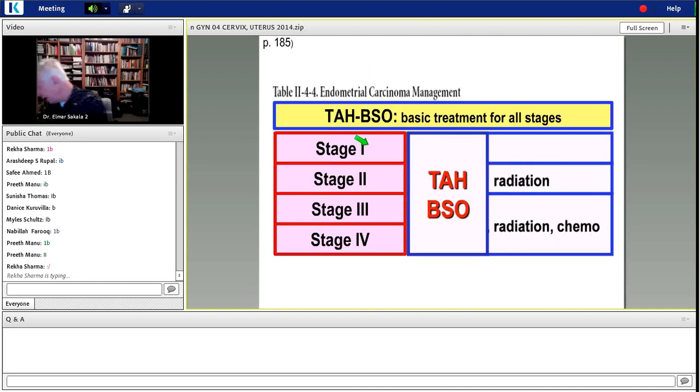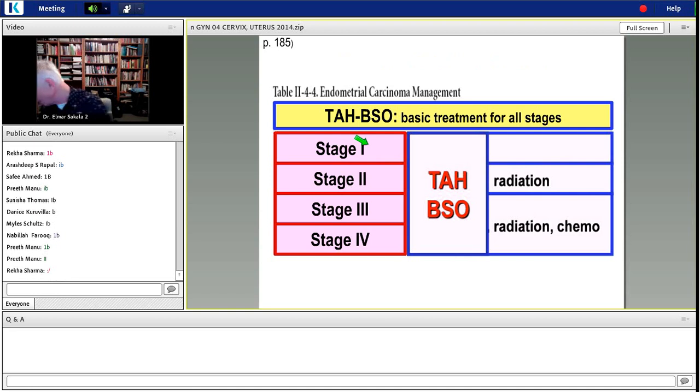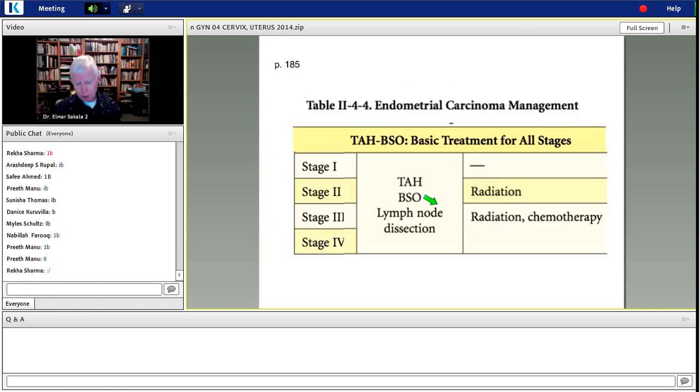This is on page 185. And you can see for stage 1, 2, 3, or 4, TAH, BSO on all of these patients. And then selectively using radiation and chemo, depending on what the extent of spread is, what the staging is. But every patient will have a TAH and BSO.